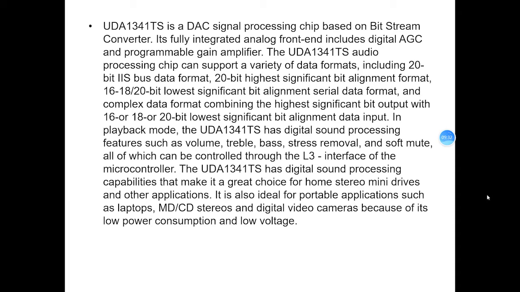UDA1341TS is a DAC signal processing chip based on bit stream converter. Its fully integrated analog front end includes digital AGC and programmable gain amplifier.